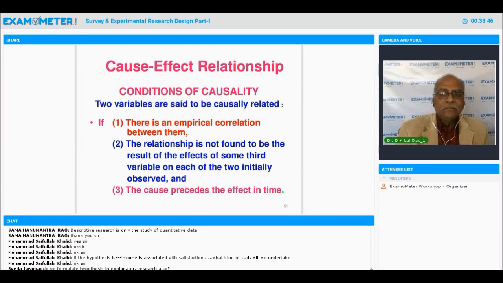It was a very interesting example, sir. Good. Another question is, can we say correlation for descriptive and causal for explanatory? Not like that, but in descriptive, we use correlation and we stop. We find the correlation and stop. But in explanatory research, we have to go further to examine the cause-effect relationship.